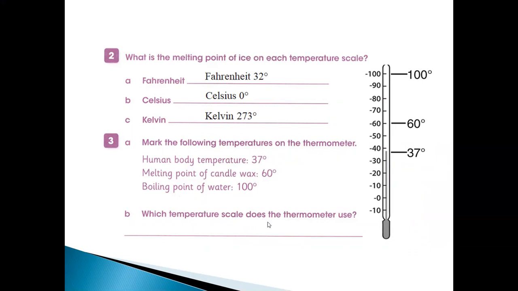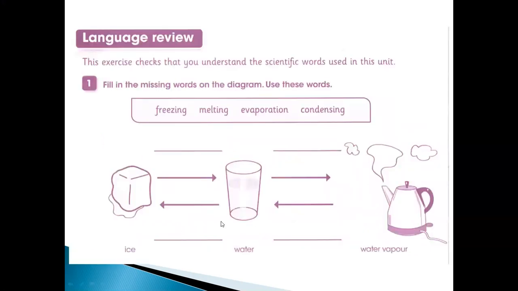What temperature scale does the thermometer use? We are using which scale? This is starting from 0. Okay, yeah, this is the boiling point, 100. So we can say this is Celsius, the Celsius scale.